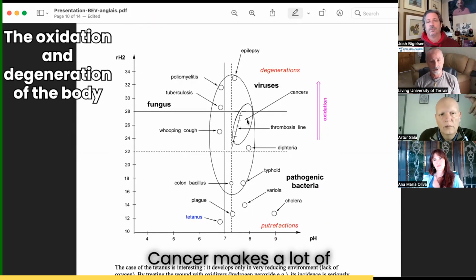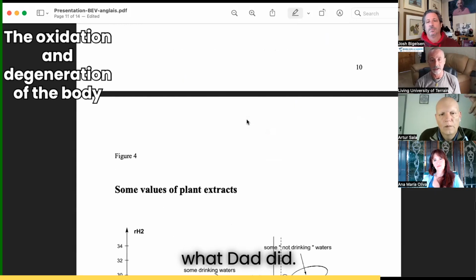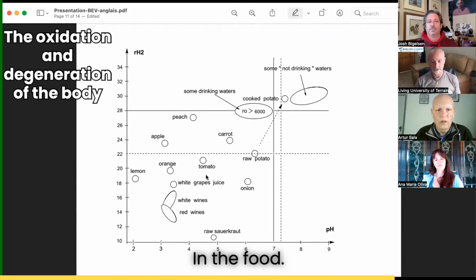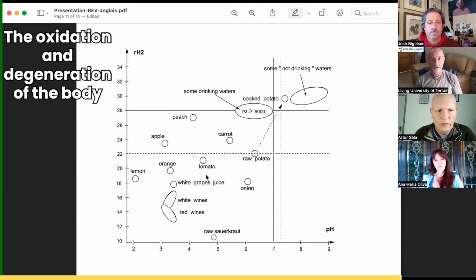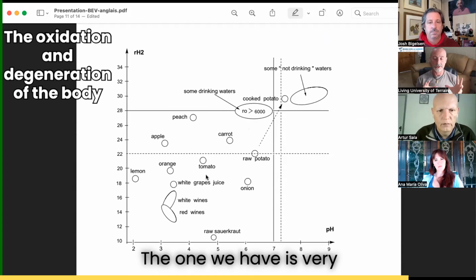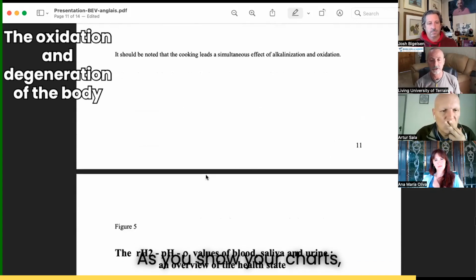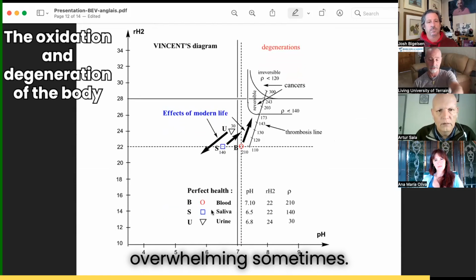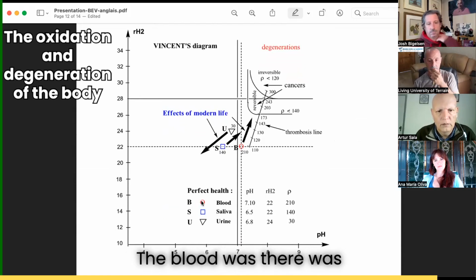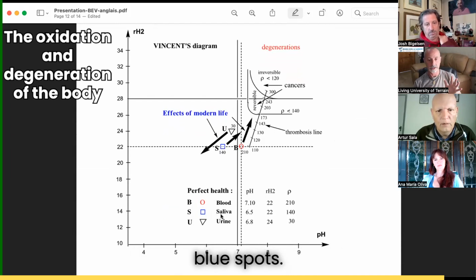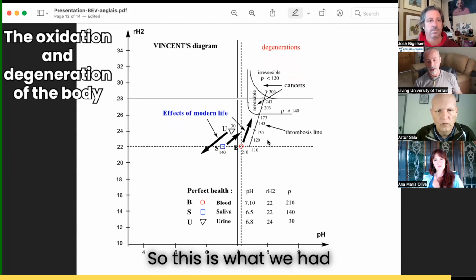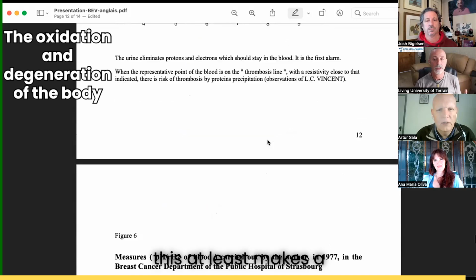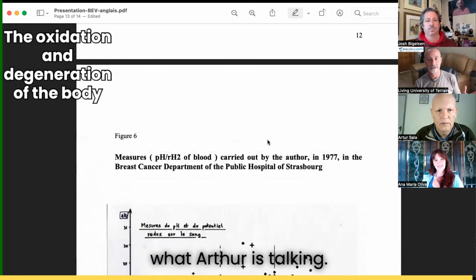Cancer makes a lot of sense to us because of what Dad did. And then here, even Artur started to talk about the food in the charts. The food, yeah. Okay, so this is a good one. I think the one we have is very basic. As you show your charts, it's all there all at once, which is a little overwhelming sometimes. You explained this too, didn't you? The blood there was the green spots and the blue spots. Yeah, okay, cool. So this is what we had shared with our students. If you had looked at this, at least it makes a little more sense of what Artur is talking about.